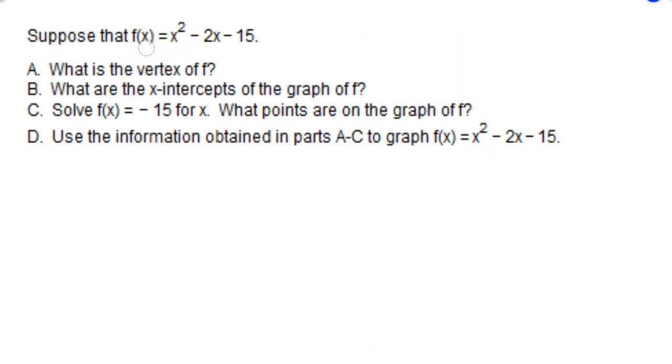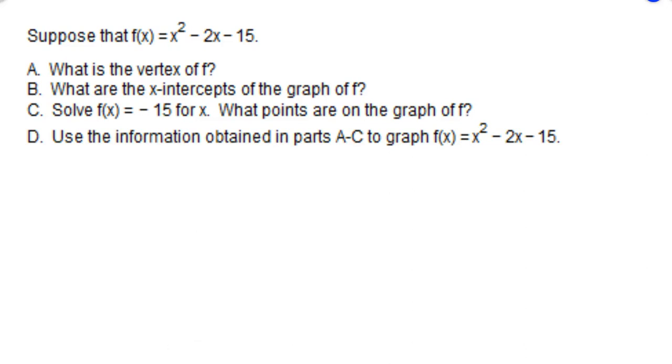Suppose that f of x equals x squared minus 2x minus 15. What is the vertex of f? What are the x-intercepts of the graph of f? Solve f of x equals negative 15 for x. What points are on the graph of f? And then finally, we'll use this information to graph the function f of x. So let's start with finding the vertex.